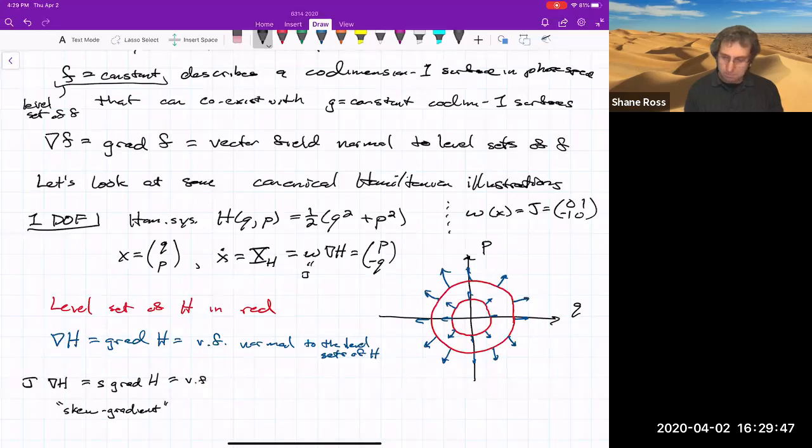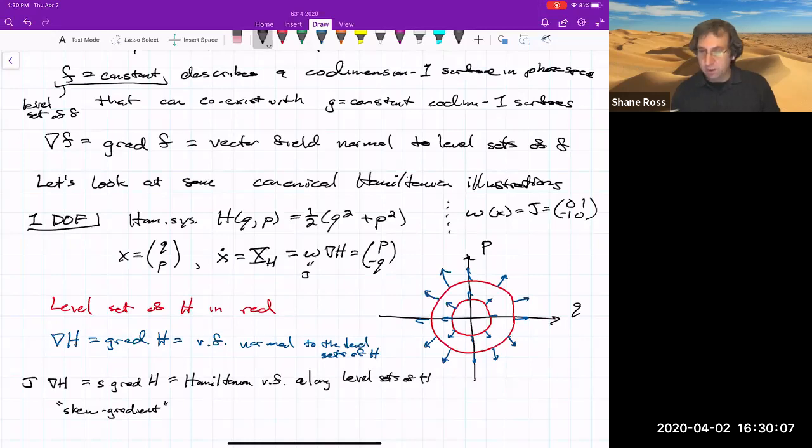This is the Hamiltonian vector field. It's the direction trajectories go, and it's going to be along level sets of H. So we know this simple harmonic oscillator. For each arrow, like this one in the upper right, you kind of rotate 90 degrees and you get this black arrow. It's along the level set.